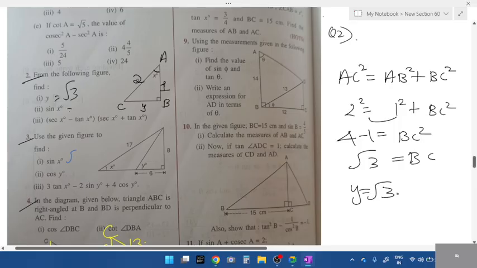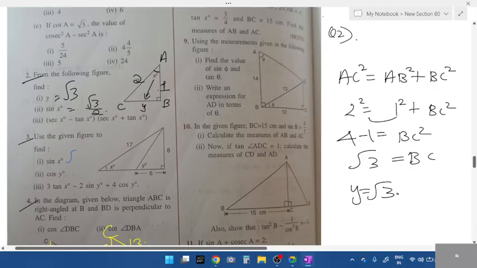What is sine x? What is the sine formula? Perpendicular by hypotenuse. With respect to angle x, which is perpendicular? With respect to angle x, CB, right? Yeah, what is the CB value? Instead of y, what do you have to write? Root 3 divided by, what is the hypotenuse? 2.